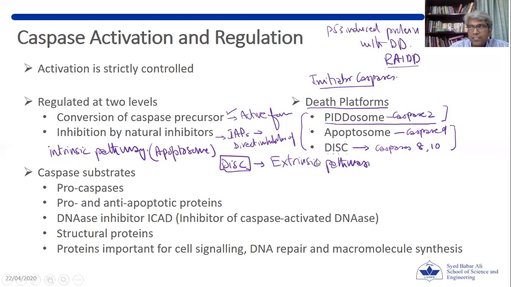So once the caspases are activated, what are their substrates? Caspases can cleave other caspases. So other pro-caspases, for example, your initiator caspases will cleave the effector caspases or executioner caspases. It can be pro and anti-apoptotic proteins. For example, caspases can cleave BCL2 family of proteins. BCL2 family of proteins are usually anti-apoptotic, but once they're cleaved, their C terminals can act as pro-apoptotic.